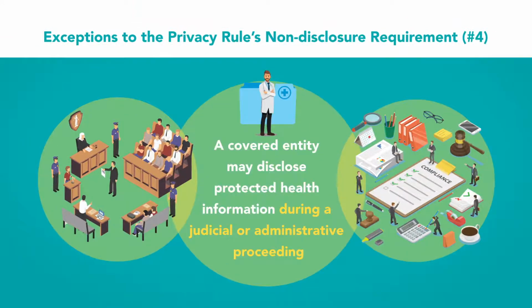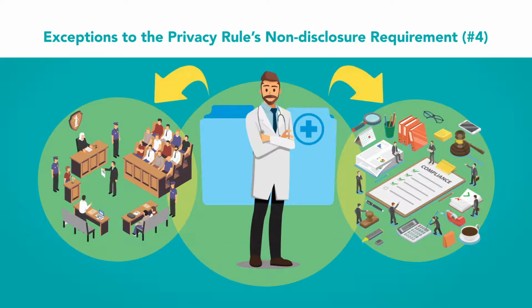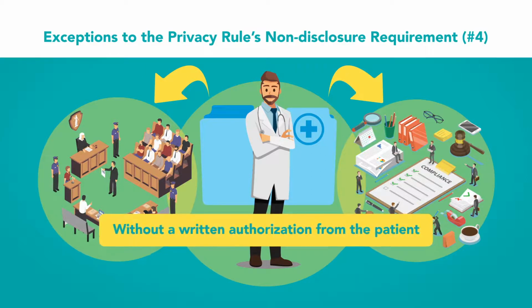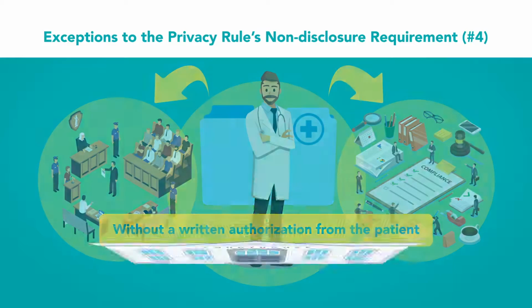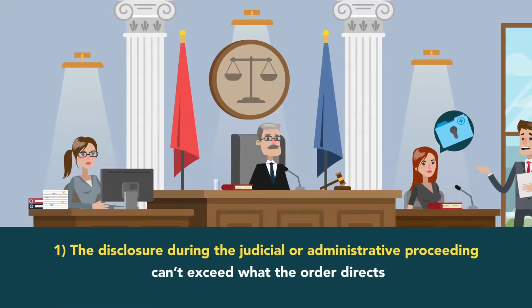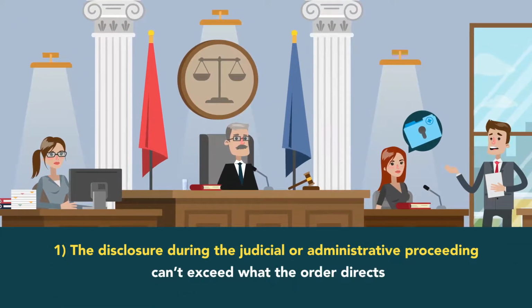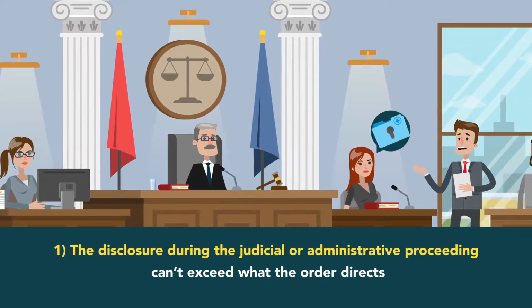The fourth exception is that a covered entity may disclose protected health information during a judicial or administrative proceeding. This exception allows the covered entity to disclose protected health information in these proceedings without a written authorization from the patient if it adheres to special litigation rules. First, the disclosure during the judicial or administrative proceeding can't exceed what the order directs.